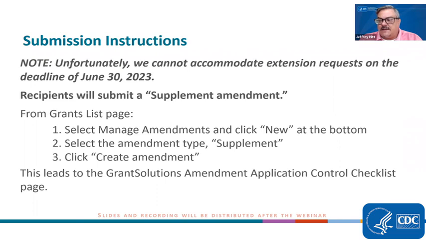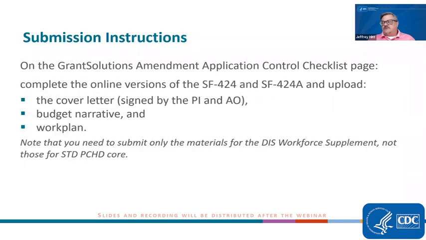You'll submit as a supplement amendment, and you can see from the grants list page, you select new, supplement, create amendment. I know GrantSolutions can be a little tricky, but those are the steps. That takes you to the application control checklist, and you'll complete online versions of the 424 and the 424A. We'll need a cover letter signed by the PI and the authorizing official, your budget narrative, and your work plan.